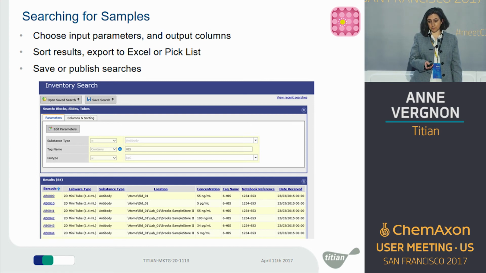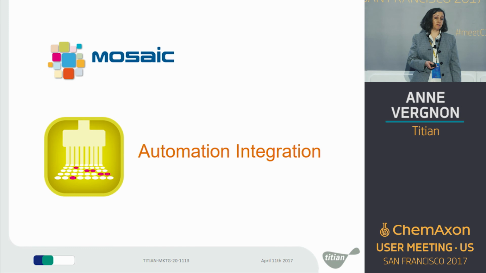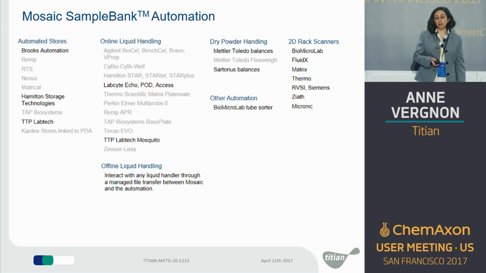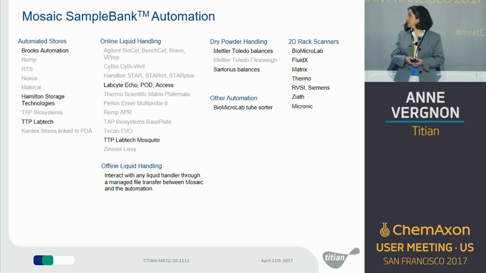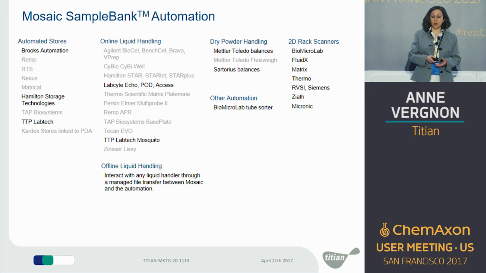We also integrate with various automation, as I mentioned earlier. This is the list of what we integrate with, in bold. These are the ones that we integrate for our sample bank package. And you can see it ranges from scanners to automated stores and online liquid handlers. And obviously, this list grows every day. So if you have anything you're interested in that is not on this list, ask us, and we can see.